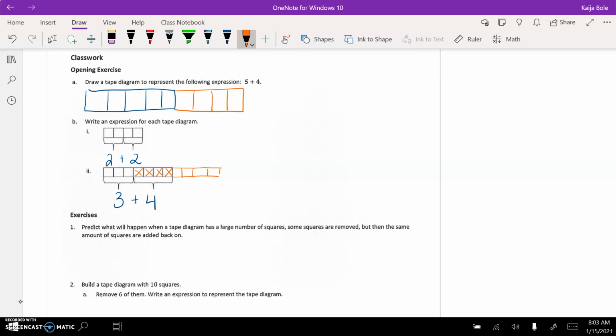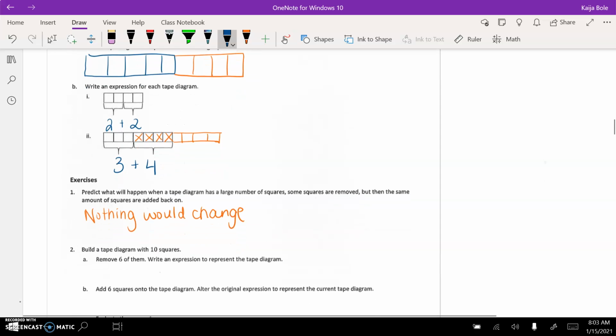1, 2, 3, 4. Well, what happened there? And did really anything change? So, you could say nothing would change because even though I took off those 4 boxes, but then I put them back on, so I would get my original number back. All right, so that's the more visual model. If that doesn't work in your brain, that's okay.